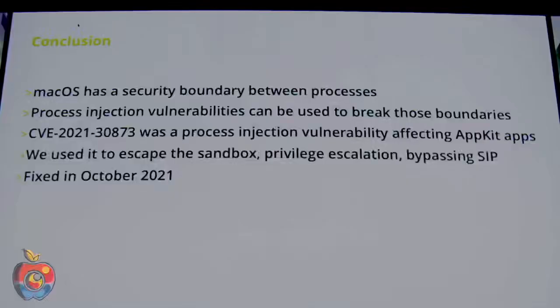To conclude, macOS has the security boundary between processes now. It's not just users, and there's all of these different permissions and entitlements that separate processes. And process injection vulnerabilities can break those security boundaries by allowing malware to get extra permissions and abuse them. This was a process injection vulnerability affecting all AppKit applications, and it could be used to escape the sandbox, elevate privileges to root, and bypass SIP. It was fixed in October last year.